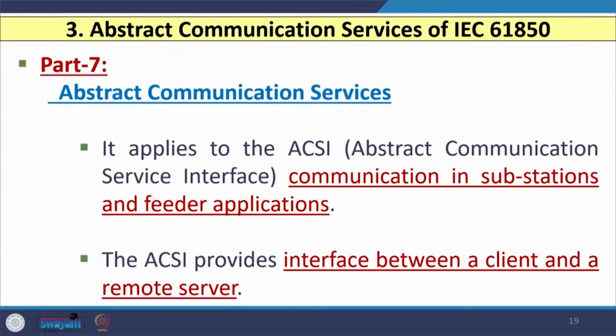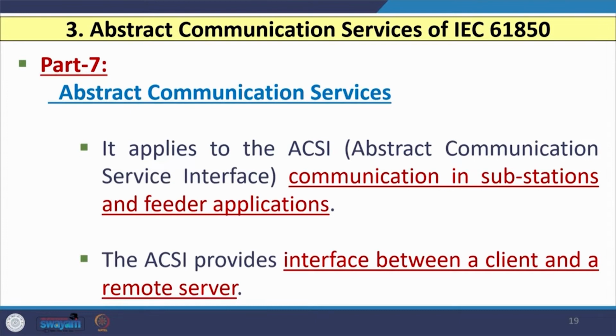Now, the third block is related to the abstract communication services of IEC 61850, and this has part 7. In part 7 they have discussed the principles and models which we are going to use in IEC 61850. This will help us understand the basic modeling concepts and description methods for particular models. Abstract communication related information is also given, and this applies to the abstract communication service interface communication in substations as well as feeder applications.